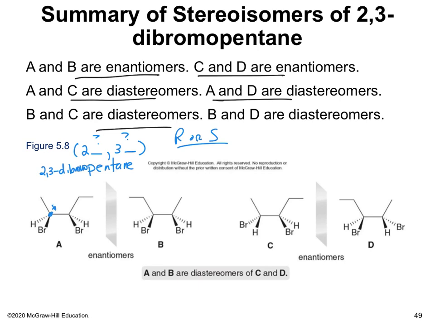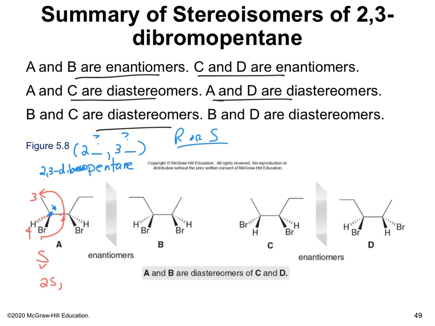Okay, so let's first do carbon number 2 and assign the priorities. Hydrogen's going to be 4, bromine's going to be 1, this is going to be 2 because that carbon's bonded to bromine, and this is going to be 3. I connect 1, 2, 3, and I see that that is S. Does S stay S? Yes, because hydrogen's in back, so S stays S. So for compound A, this is going to be 2S.